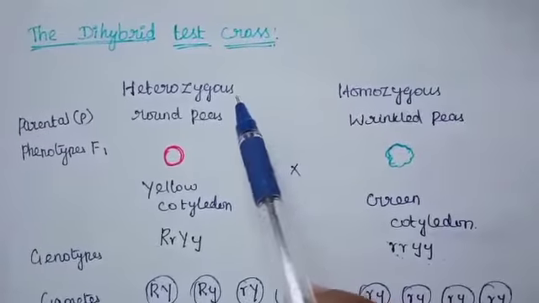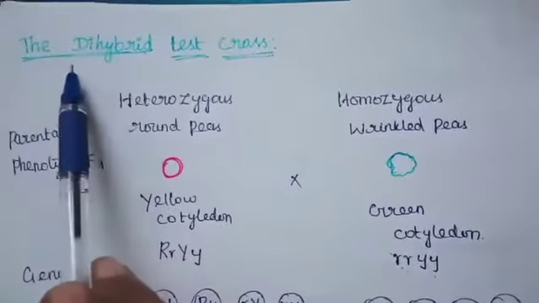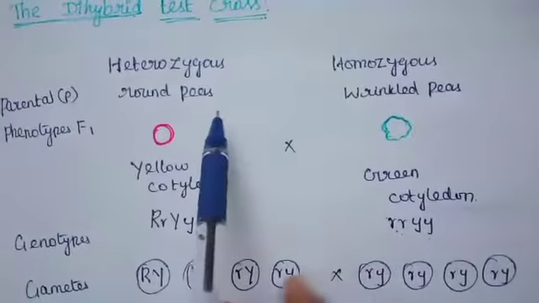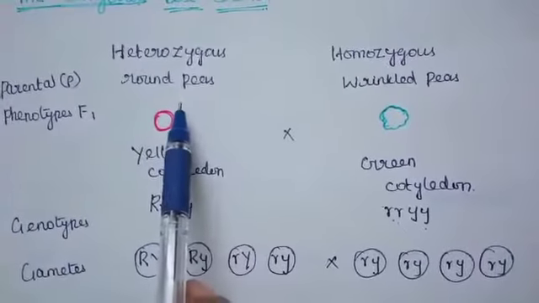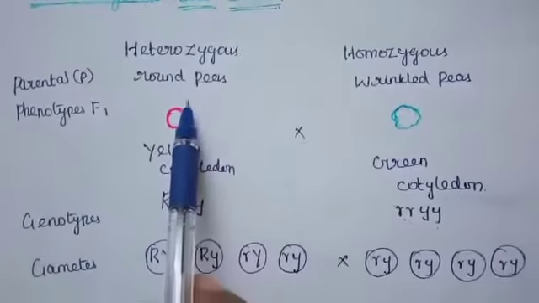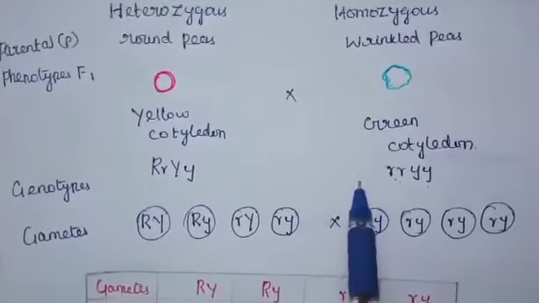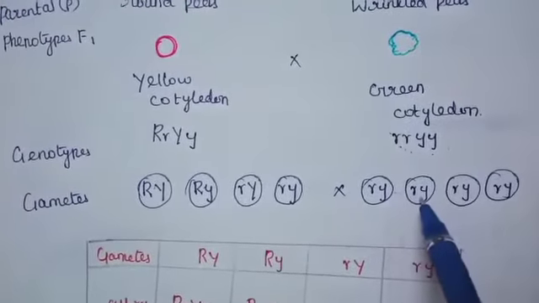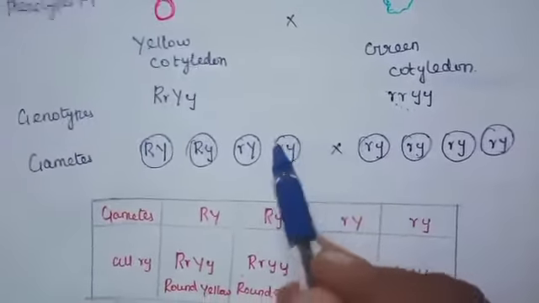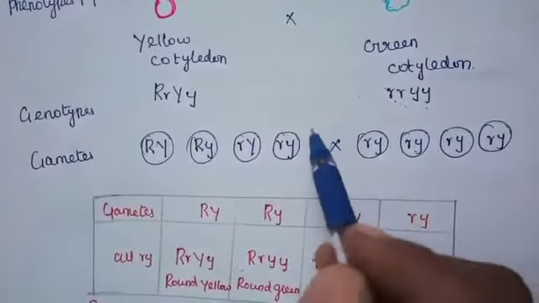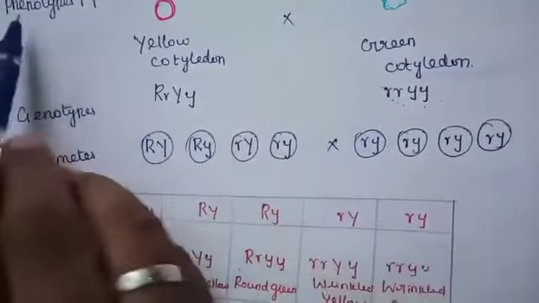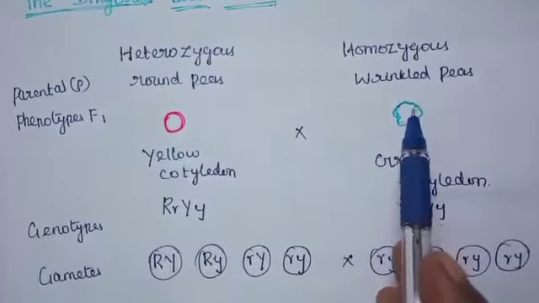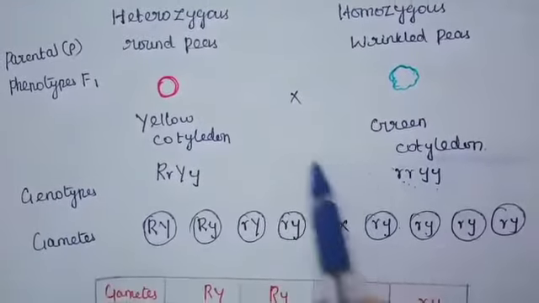Very good morning, students. This is the next topic of genetics, the dihybrid test cross. This is the continuation of dihybrid cross. In this dihybrid cross, the F1 hybrid plant is crossed with the homozygous double recessive genotype, wrinkled green peas, small r small y. This is called dihybrid test cross with the ratio of 1:1:1:1. Parental phenotype: heterozygous round peas, homozygous wrinkled peas. So yellow cotyledon and green cotyledon is crossed.